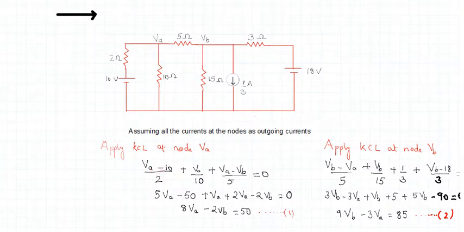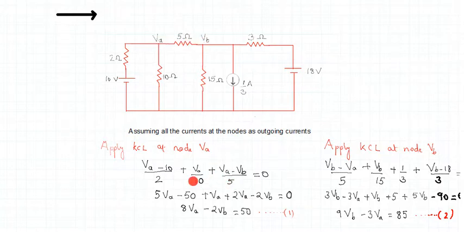What is the second term? It is VA by 10, VA minus 0 it is. So instead of that, we can directly write VA by 10 as the current through the second branch. And the third branch is this. So the potential difference is VA minus VB upon 5.